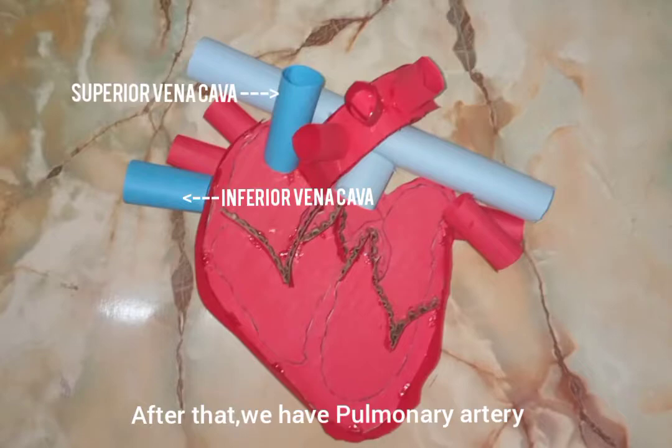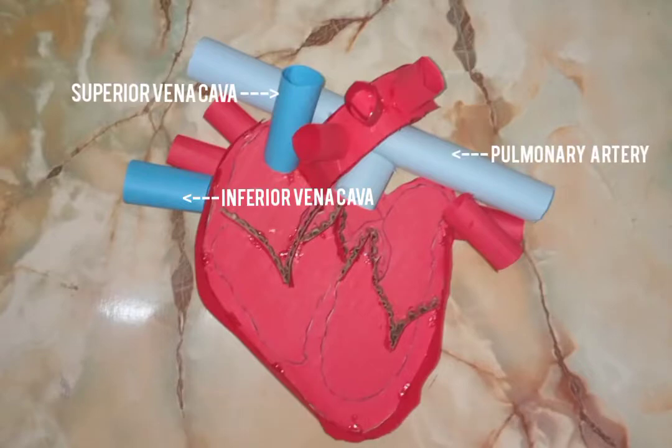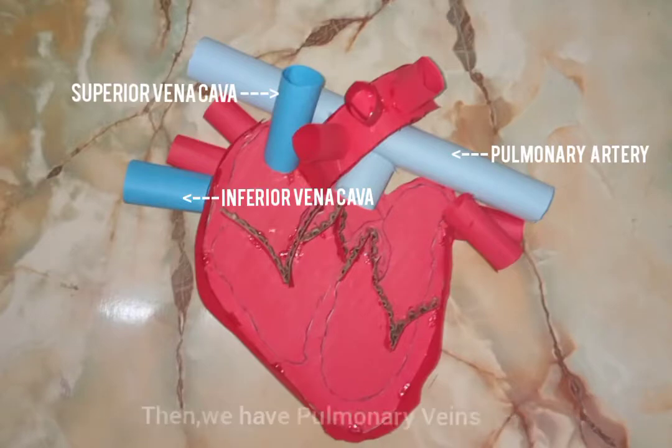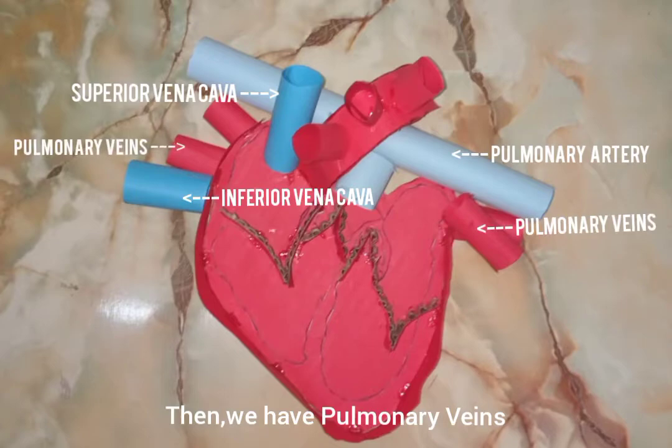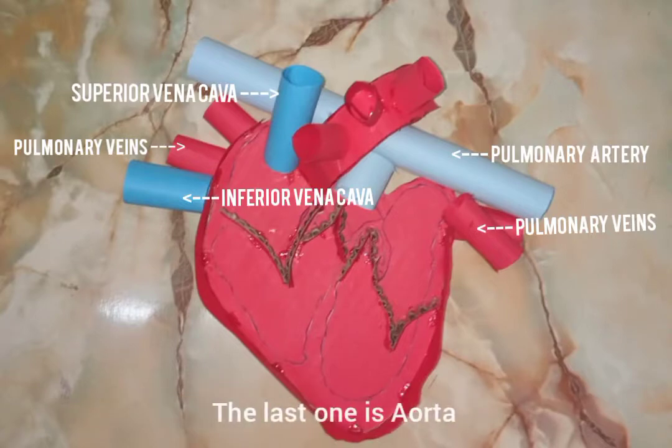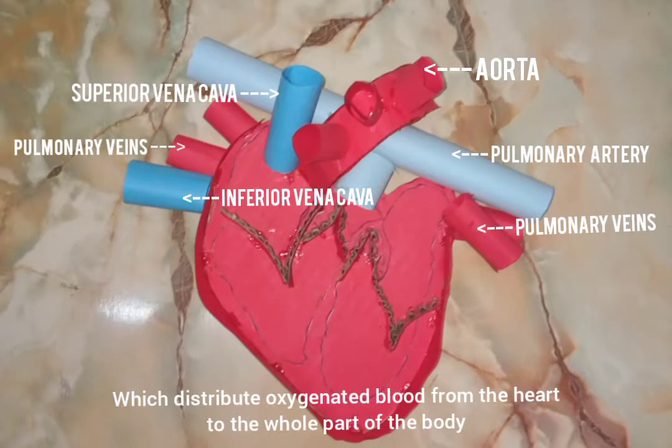After that, we have pulmonary artery, which transports deoxygenated blood from the right ventricle to the lung. Then we have pulmonary veins, which transport oxygenated blood from the lung to the left atrium of the heart. The last one is the aorta, which will distribute oxygenated blood from the heart to the whole part of the body.